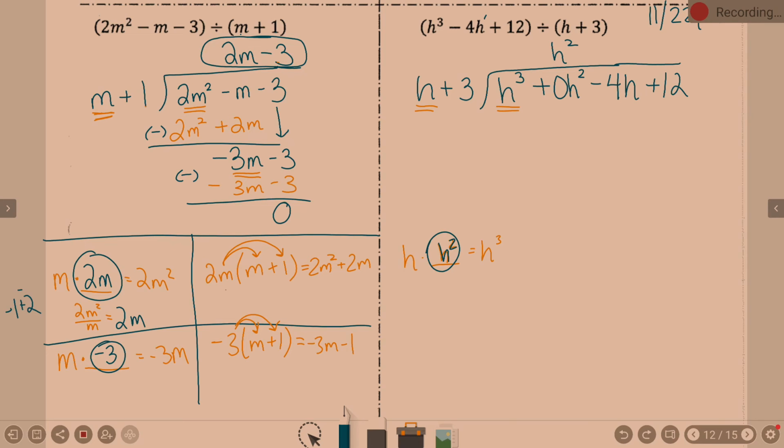So we've got h to the second. What do I do with that h to the second? Multiply. We're going to multiply. So I'm going to take h to the second times h plus 3. So h to the second times h is h to the third. H to the second times 3 is plus 3h to the second.